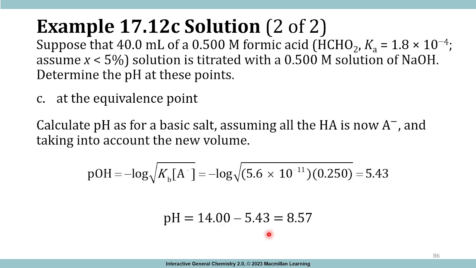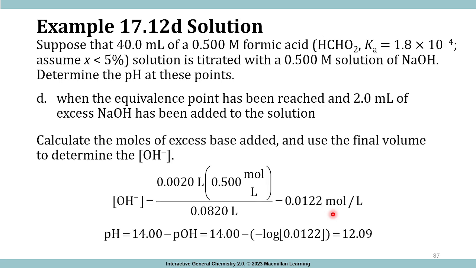We actually have all the numbers we need now to use the quick and easy formula. So to get the pOH, we're going to take the negative log of the square root of the Kb times the initial concentration of that conjugate base. And so those are our numbers right here. Multiply, take the square root, then take the negative log. We get 5.43. Remember, that is the pOH. To get the pH, we need to take 14 and subtract off that number, right? And so that gives us the pH, which is 8.57. That makes sense because this is the equivalence point of a weak acid. And those are always greater than 7, aren't they?